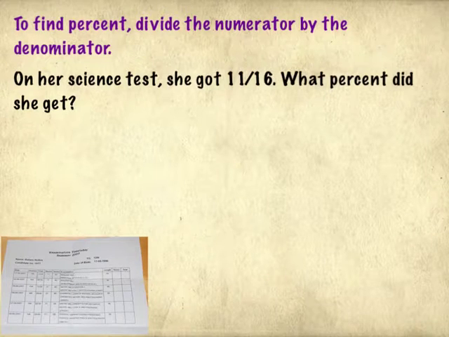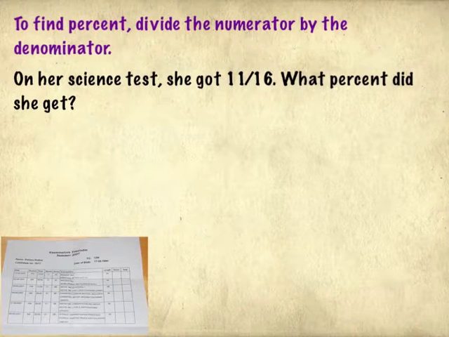So grab your calculator and give this one a try. On her science test, she got 11 out of 16. What percent did she get? Now remember, it will not be 11%. It would have to be 11 out of 100 to be 11%. So grab your calculator, pause the video here, and when you come back, I'll have the answer for you.